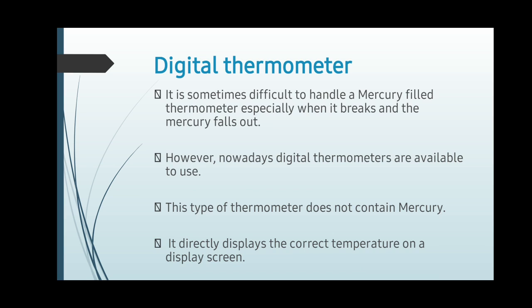Next, the digital thermometer. It is sometimes difficult to handle a mercury-filled thermometer, especially when it breaks and the mercury falls out, because mercury is not good for our human body. When it breaks, we have to move out of that place immediately because the mercury will react with the air and cause some breathing trouble.